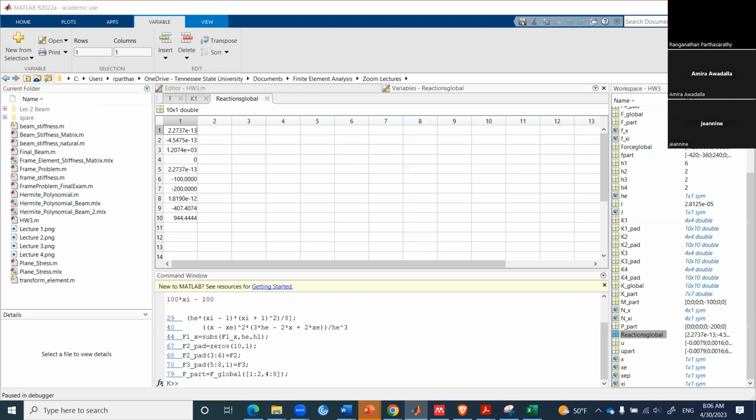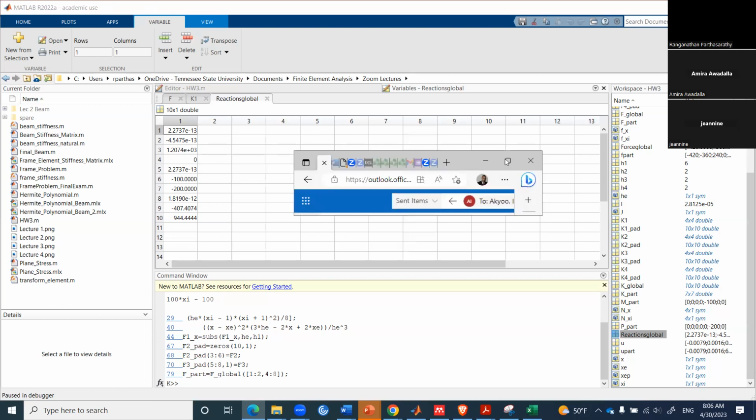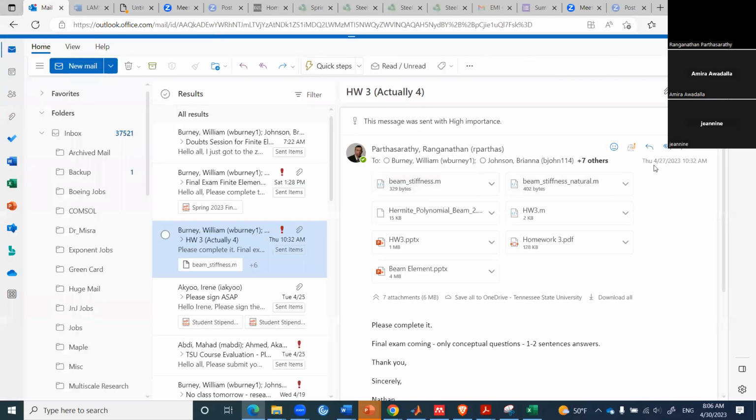Homework 3 is the one I emailed. It's just, now me and Janine discussed the whole thing. It is for beam. We didn't get to frame this time. It's just the beam. That's the last one. This is what I had sent out. And just now we discussed the whole thing, me and Janine. So I will put this recording.